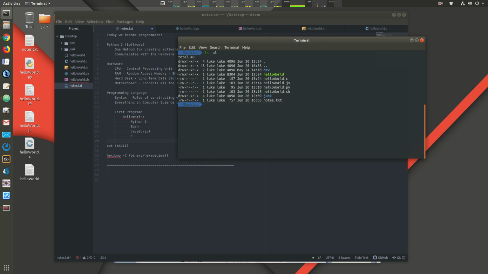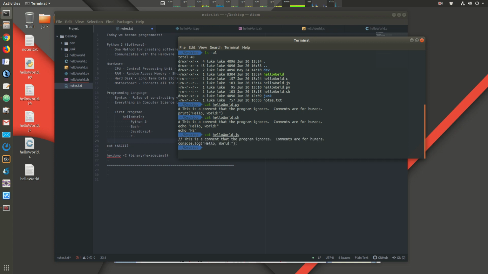So first we created Python. We can look and see what that looks like. Cat helloworld.py. Right? And then we created one for Bash, the .sh extension. Okay, it's slightly different. And then we created one for JavaScript. This is Hello World.